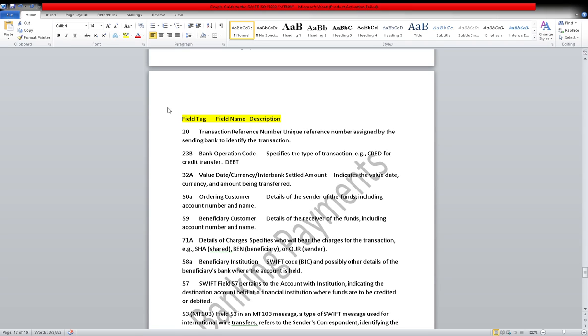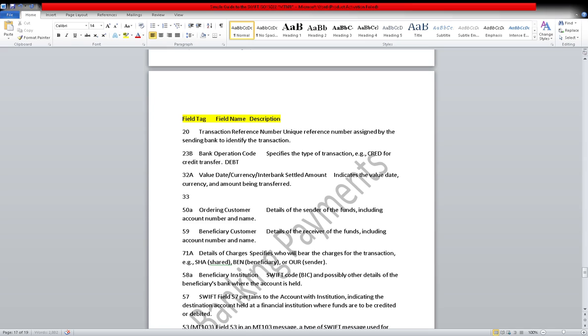Yesterday we also saw the comma indicates the value date, currency, and amount being transferred. There is one more field here, 33b, which is always below 32a. That field has a currency, euro for example, and the original amount. We discussed this in the second or third session.